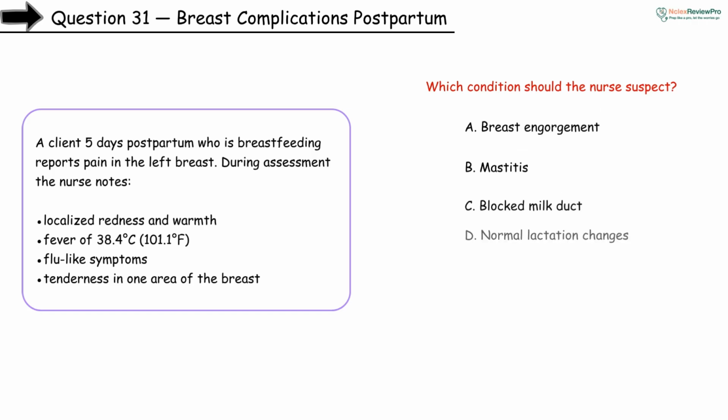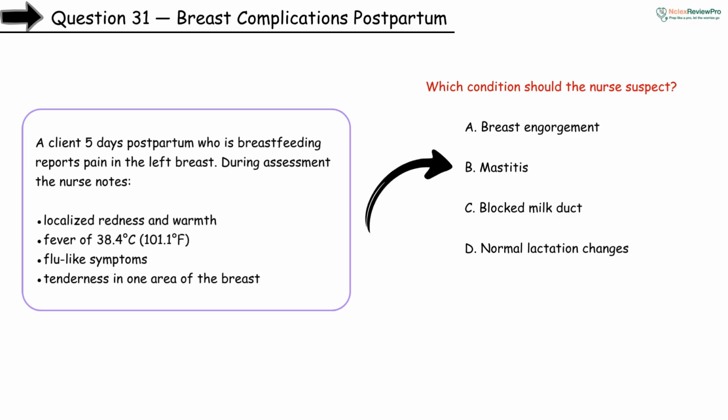Let's look at the options. Option A, breast engorgement. Option B, mastitis. Option C, blocked milk duct. Option D, normal lactation changes. Take a moment and think about your answer. The correct answer here is option B, mastitis.